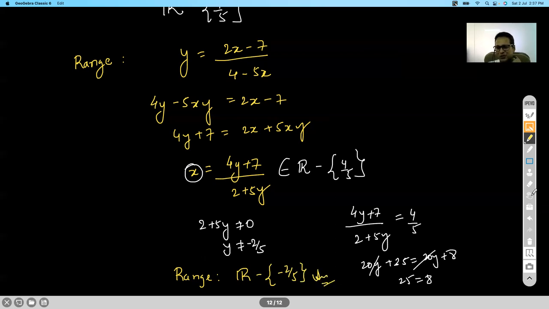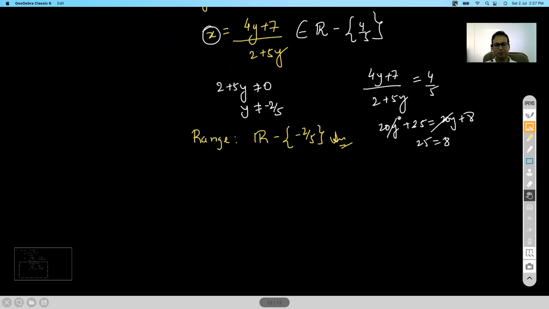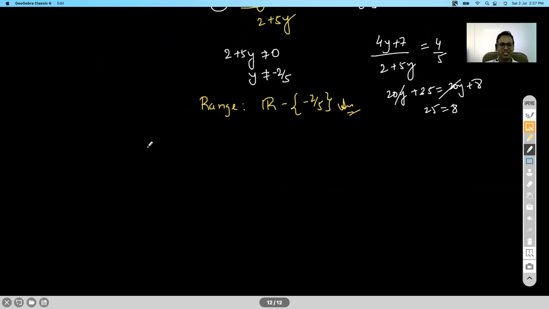Now, for those whom I asked, what is the pattern for getting the range? It is just the coefficient of x in the numerator divided by the coefficient of x in the denominator. That value has to be excluded. So R minus 2 divided by minus 5, or for that matter, R minus minus 2 by 5 becomes your range. Again, it's a formula which you can use if you want to save your time, but don't wrongly apply one formula to the other.